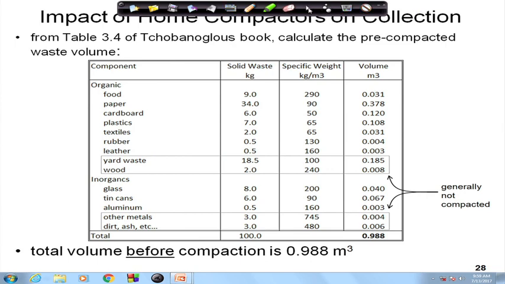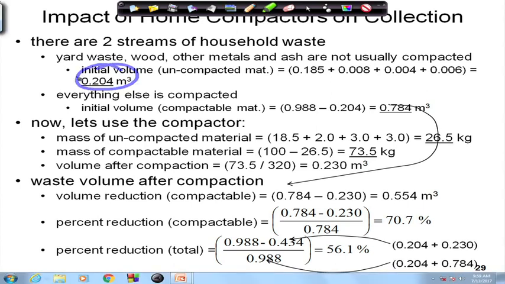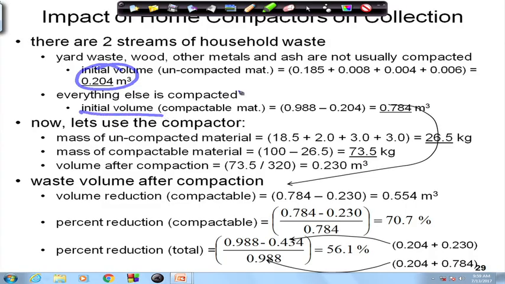So let's go ahead and do that. Here there are two streams of household waste: yard waste, wood, other metals and ash are not usually compacted. We add them up and get the value of 0.294. That's the value for the non-compacted. It's not going to get compacted. Everything else can be compacted. So what is the initial volume of the compacted material? Total was 0.988 from the previous table minus this value. So we get 0.784. That's the initial volume, which when we apply this compactor of 325 kg per meter cube, we can compact further.